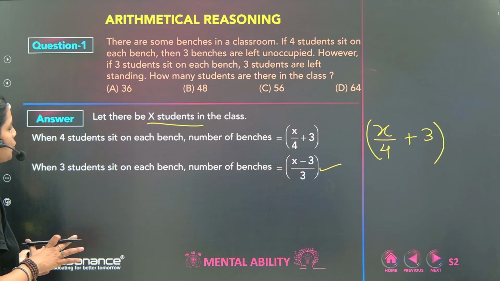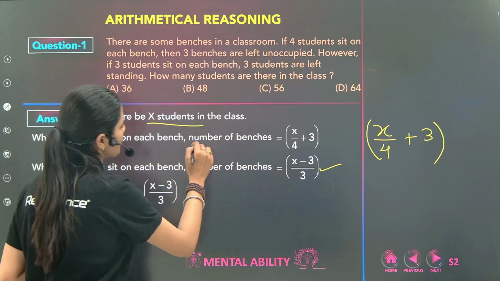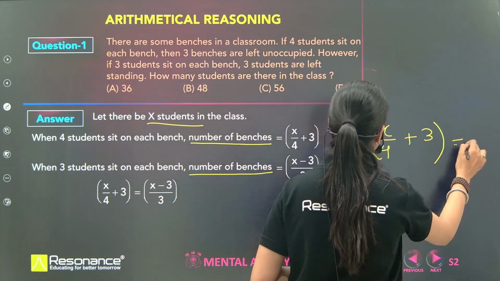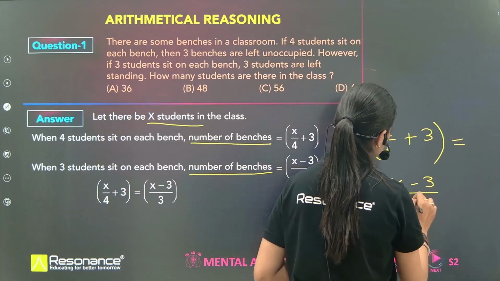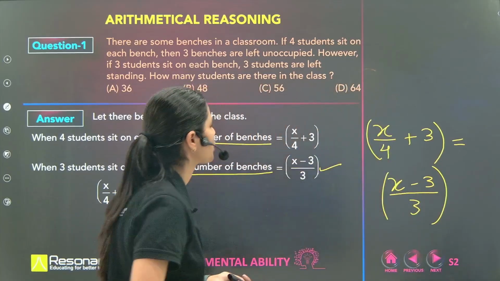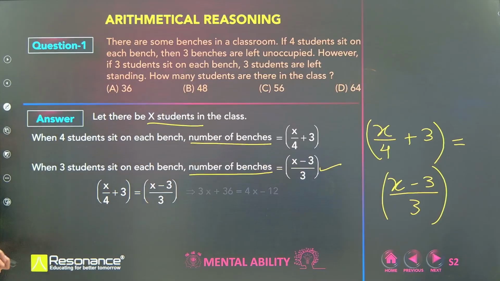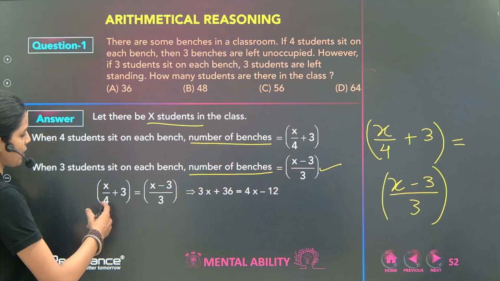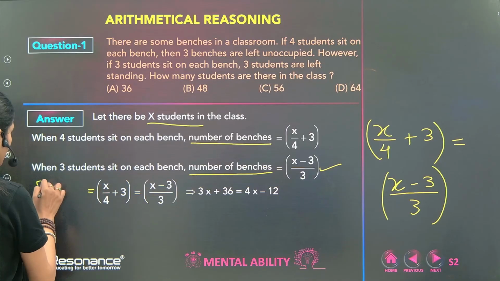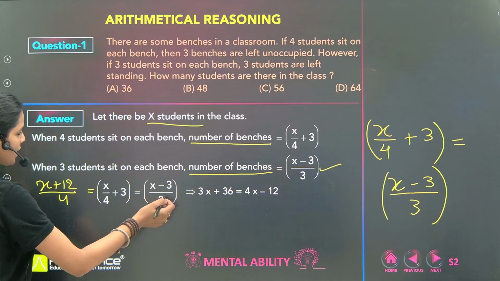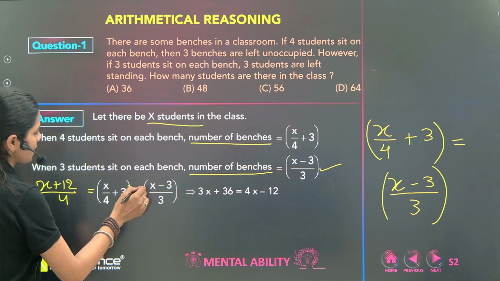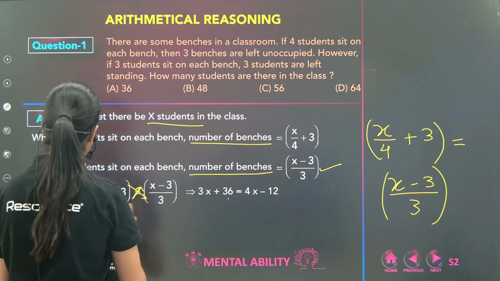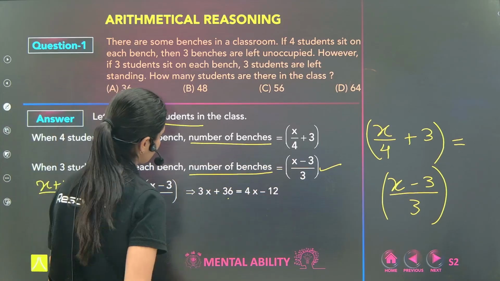When 4 students are sitting, the number of benches, and here also the number of benches, is the equal quantity. So basically we have to equate both of these equations. We will be solving it something like this. Then we will have a cross multiplication. So it will be (x plus 12) upon 4, and this will be like this. Then with cross multiplication it will be 3x plus 3 times 12, which is 36, equal to 4x minus 4 times 3, which is 12.